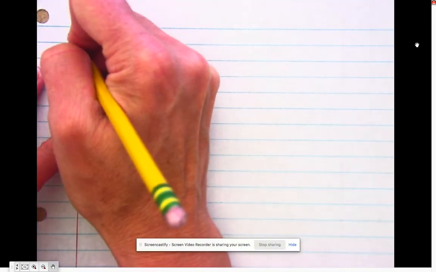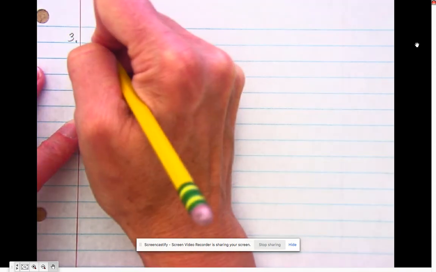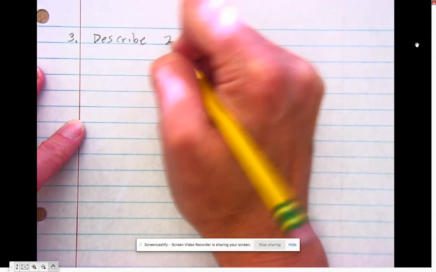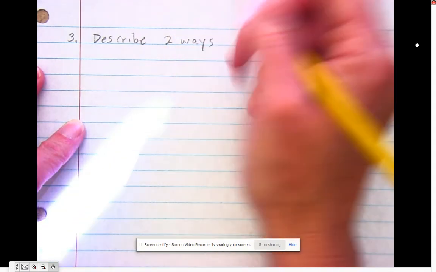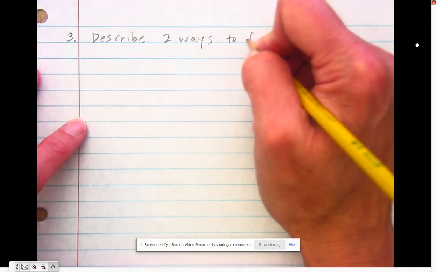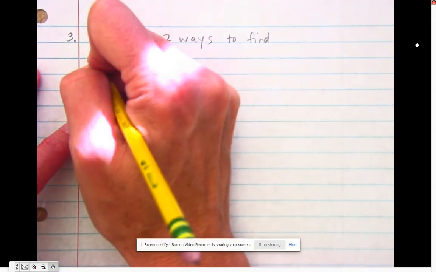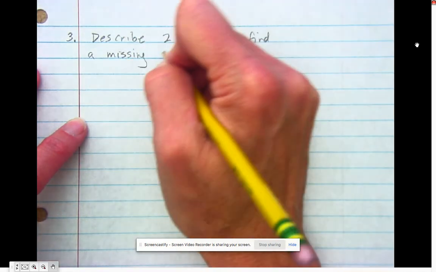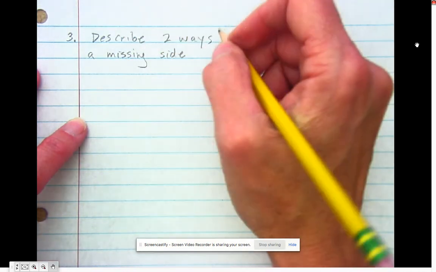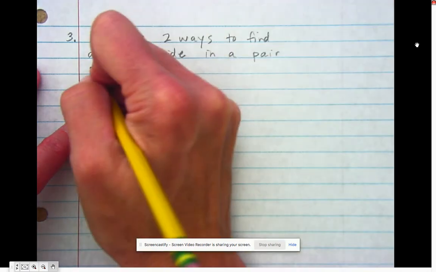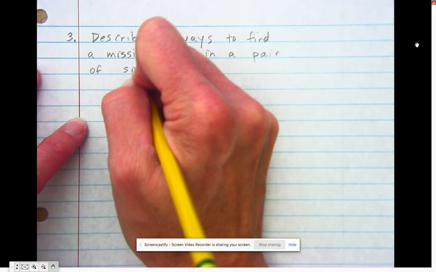So, all right, the third big idea is: describe two ways to find a missing side in a pair of similar figures.